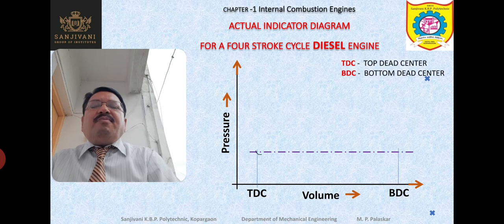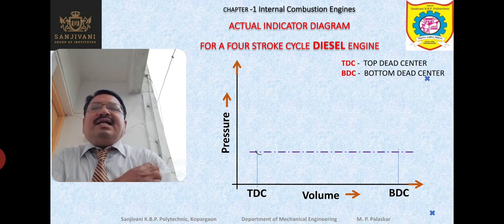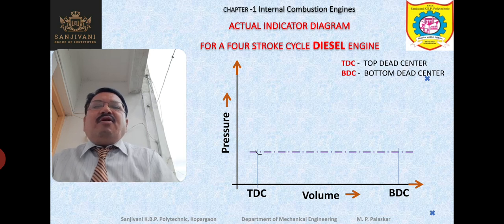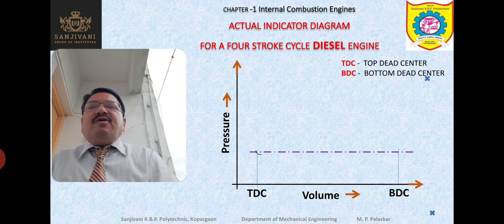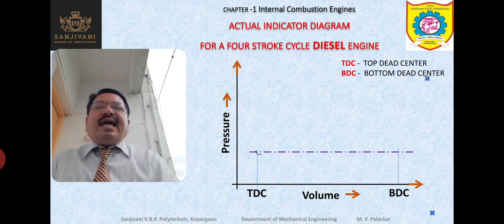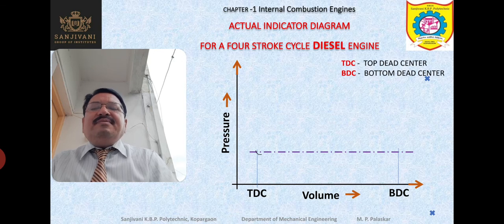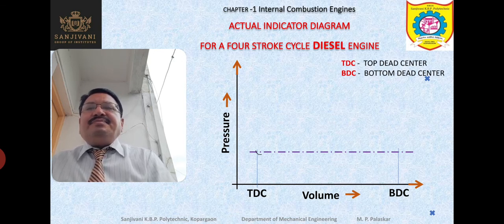When the piston is at the extreme top position, towards the engine cylinder head, that is the top dead center. And when the piston is extremely towards the crankcase, that is nothing but the bottom dead center. So the volume varies from TDC to BDC, and the pressure is plotted on the y-axis. Here we are showing the variation in the pressure as well as the volume according to the variation in the crank angle. So from TDC to BDC, the crank angle is 180 degrees.